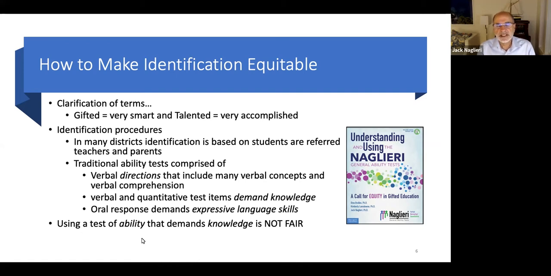But there's something that's been kind of hidden. And what's been hidden is the role that knowledge plays in the intelligence tests that are often used to identify children. They have verbal directions that have a lot of verbal concepts, and the students need to understand the directions in order to perform. Oftentimes there's verbal and quantitative test questions that demand knowledge. And in the case of individually administered tests that are often used, like the Wechsler scales, the student needs to have good expressive language skills. And so using a test of ability that demands knowledge is really the essence of the problem as it relates to equity.